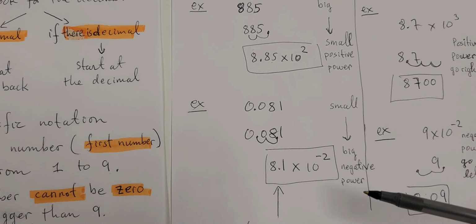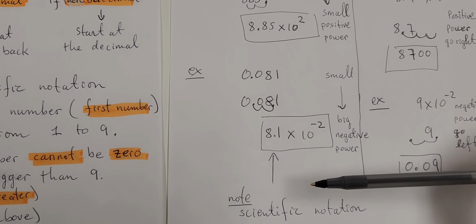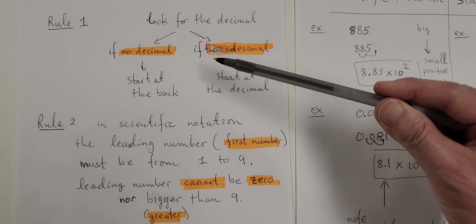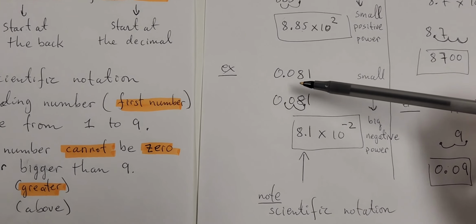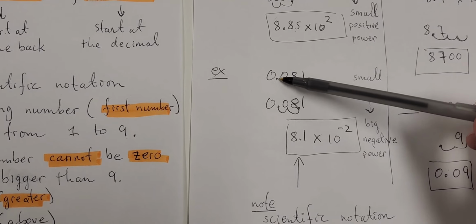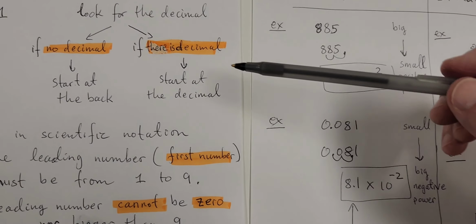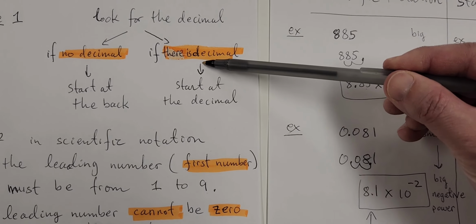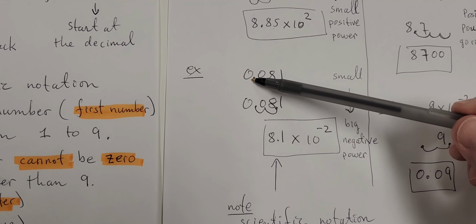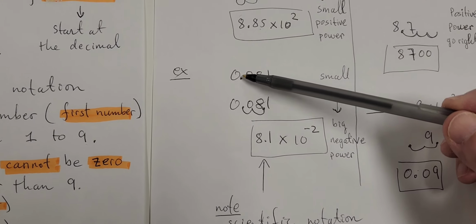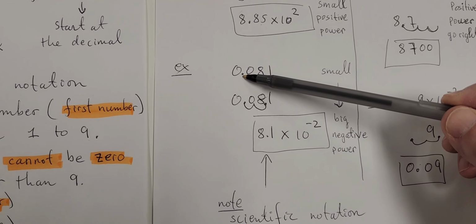Okay, the next example, same thing. Make sure you follow rule number 1 and also rule number 2. Rule number 1 says look for the decimal. So we do have a decimal, and based on our rule, if there is a decimal, we start at the decimal. So here's our decimal. This is where we start.